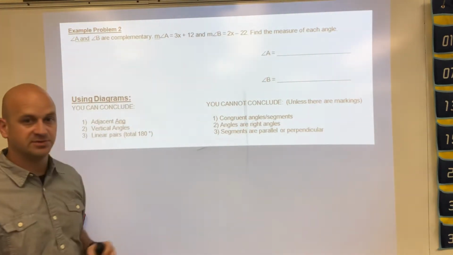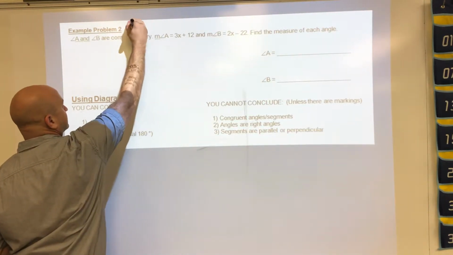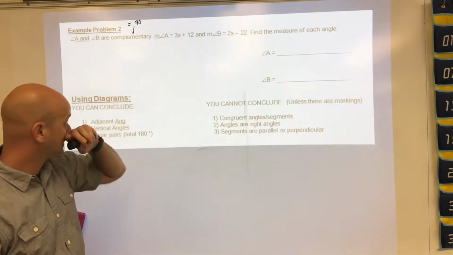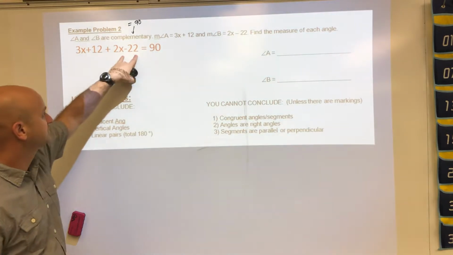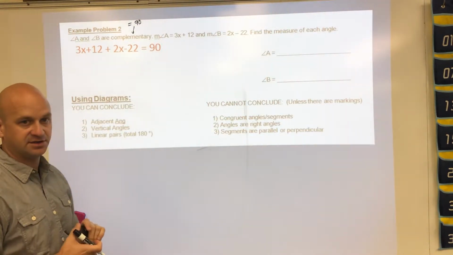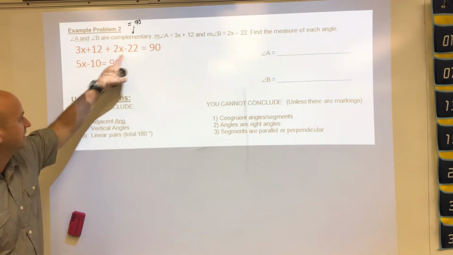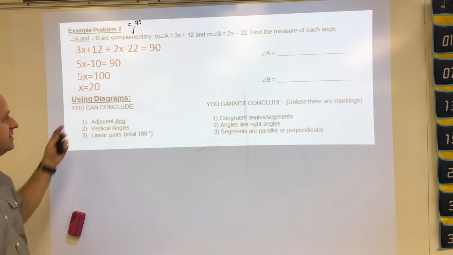Okay. All right, so here's an example. It says A and B are complementary. So looking at that sentence, we have to know that this means they're going to equal 90 degrees when we add them up, right? And then it gives us the two angles. So here would be our equation. The first angle, A, plus angle B equals 90. We would combine like terms, so we get 5x and then minus 10. We would add 10 to both sides and then divide by 5 to get 20.